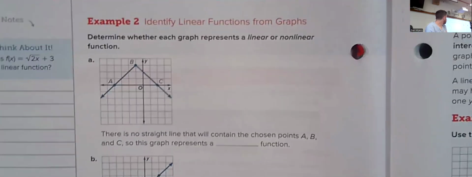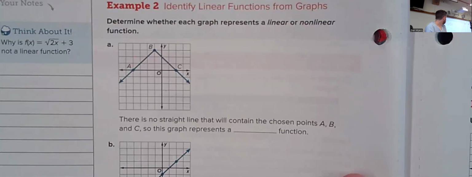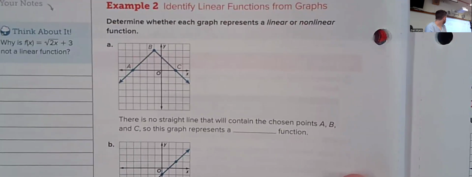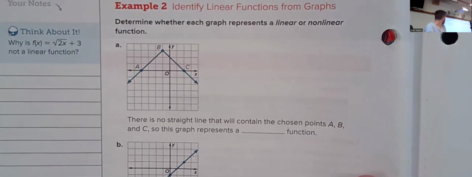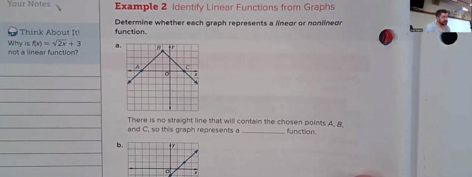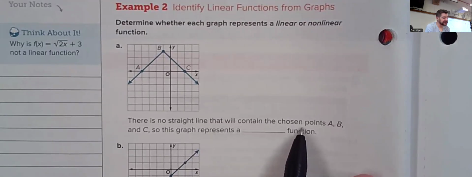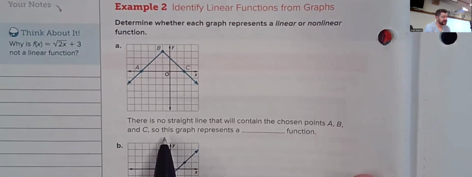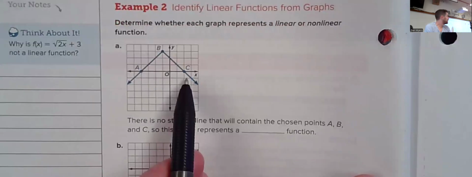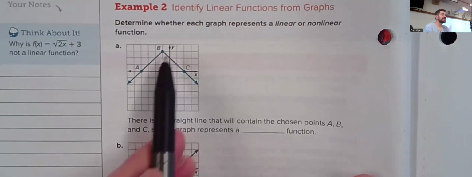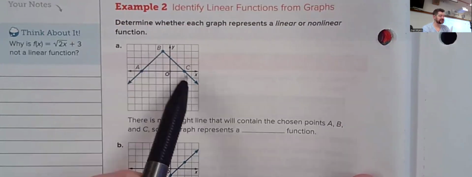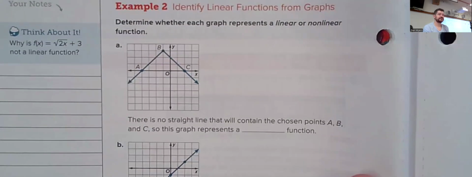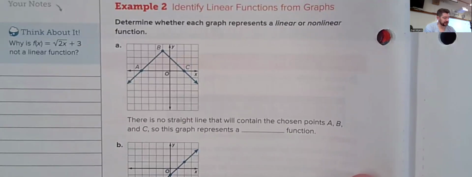Determine whether each graph represents a linear or nonlinear function. Well, for A, there is no straight line that will contain the chosen points A, B, and C. So basically, here's A, here's B, here's C. If all 3 points appear in a straight line, that makes it linear. If all 3 points do not appear in a straight line, it is nonlinear. So, linear or nonlinear? Nonlinear, all right.